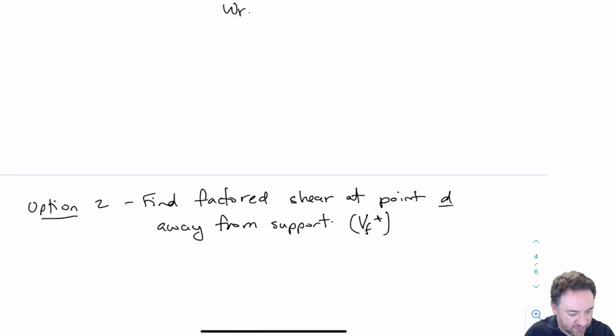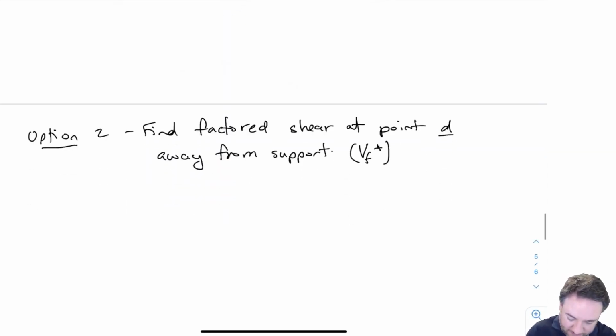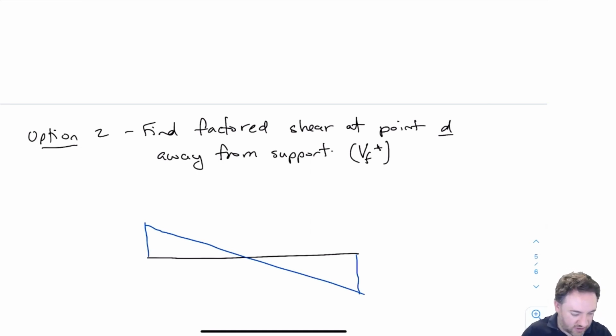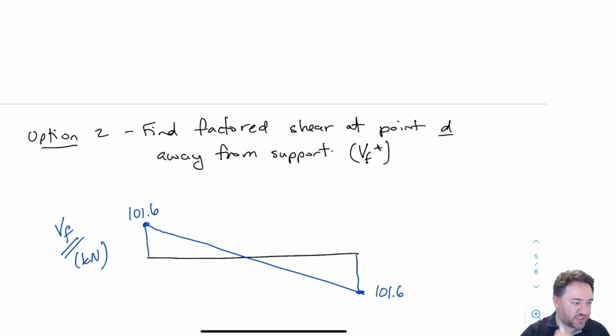So previously we called that VF star. Let's draw our shear force diagram. Okay, so I am not going to discuss exactly how we do this. You will be familiar with this shear force diagram from your structural analysis course. This is VF in kilonewtons. And in this case, remember that our VF here was 101.6, and it is the same over here, 101.6. So this is what our shear force diagram looks like.